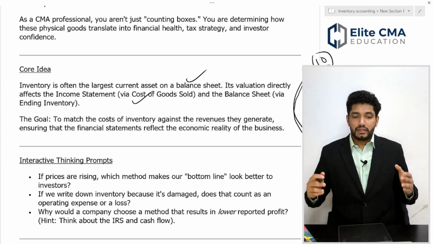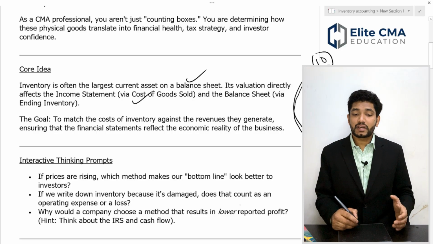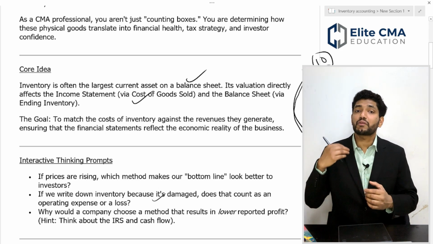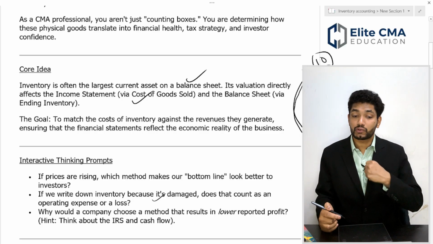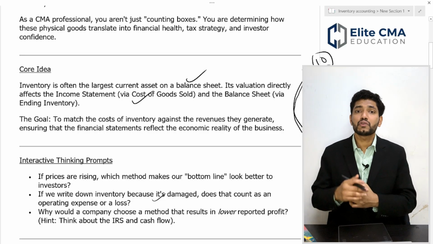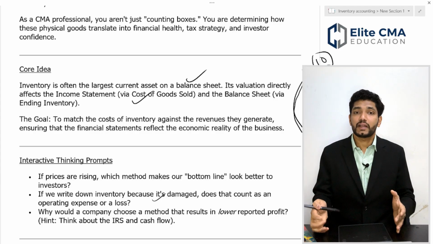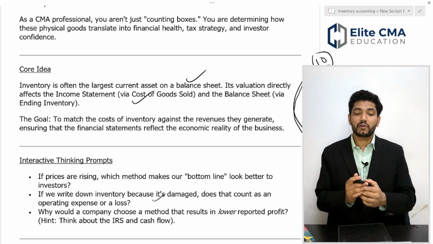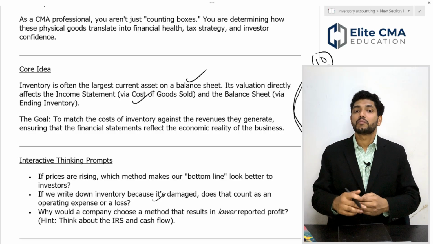The next question: if you write down inventory because it's damaged, does it count as an operating expense or a loss? Suppose you have to write off some inventory due to damage. How are you going to reflect that in your financial statements? You cannot report it as a cost. It should be reported as a periodic loss in the profit and loss account.